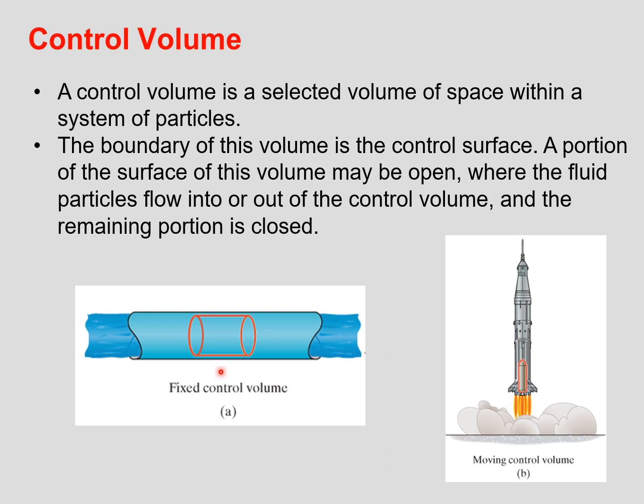So again, a control volume is a selected volume of space within a system of particles. The boundary of this control volume is what's known as the control surface. A portion of the surface of this volume may be open, where the fluid particles flow into or out of the control volume, and the remaining portion may be closed.